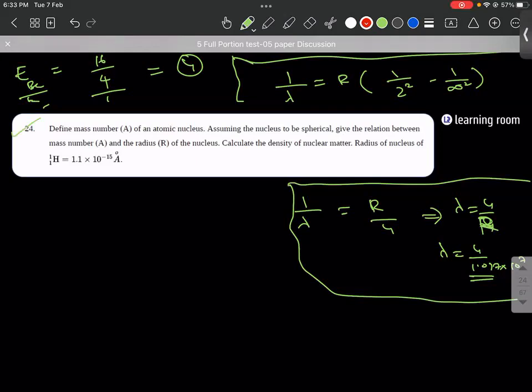24th. Define mass number of an atomic nucleus. Assuming the nucleus to be spherical, give the relation between mass number and the nuclear radius. So R is equal to R naught into A power 1 by 3.